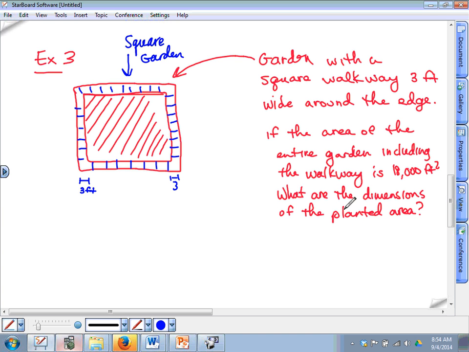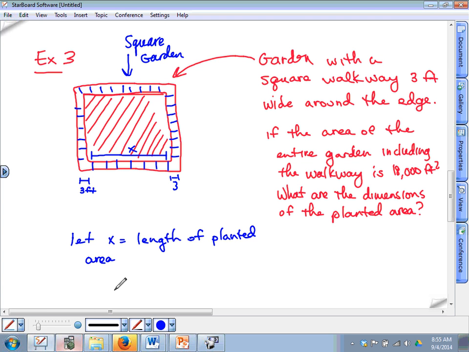They want the dimensions of the planted area. This one that I've kind of highlighted in red. What's the length from here to here? We don't know what the length is, right? So what do we call it? X. Let X equal the length or the width, you can call it whatever you want, of the planted area.